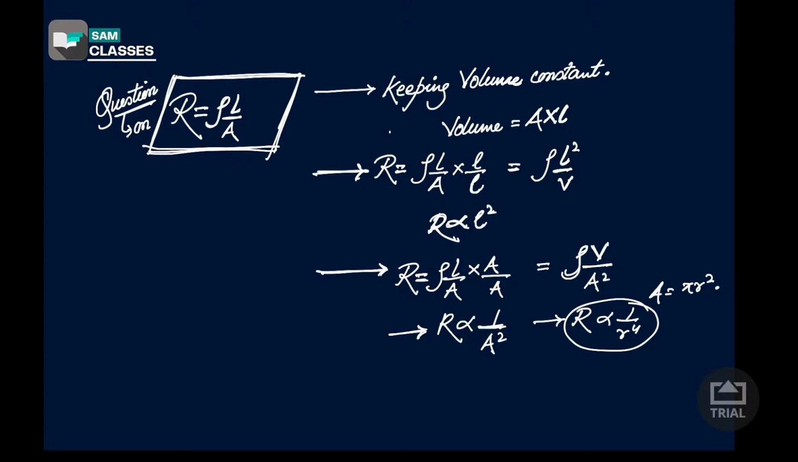Clear, everyone? If they make area constant and now change the volume, then R changes that many times the change in volume. Clear? Or again, they made volume constant and now they change the radius. They made the radius double. So it is area square, so R goes as power 4. Clear? So this way you need to think and solve.